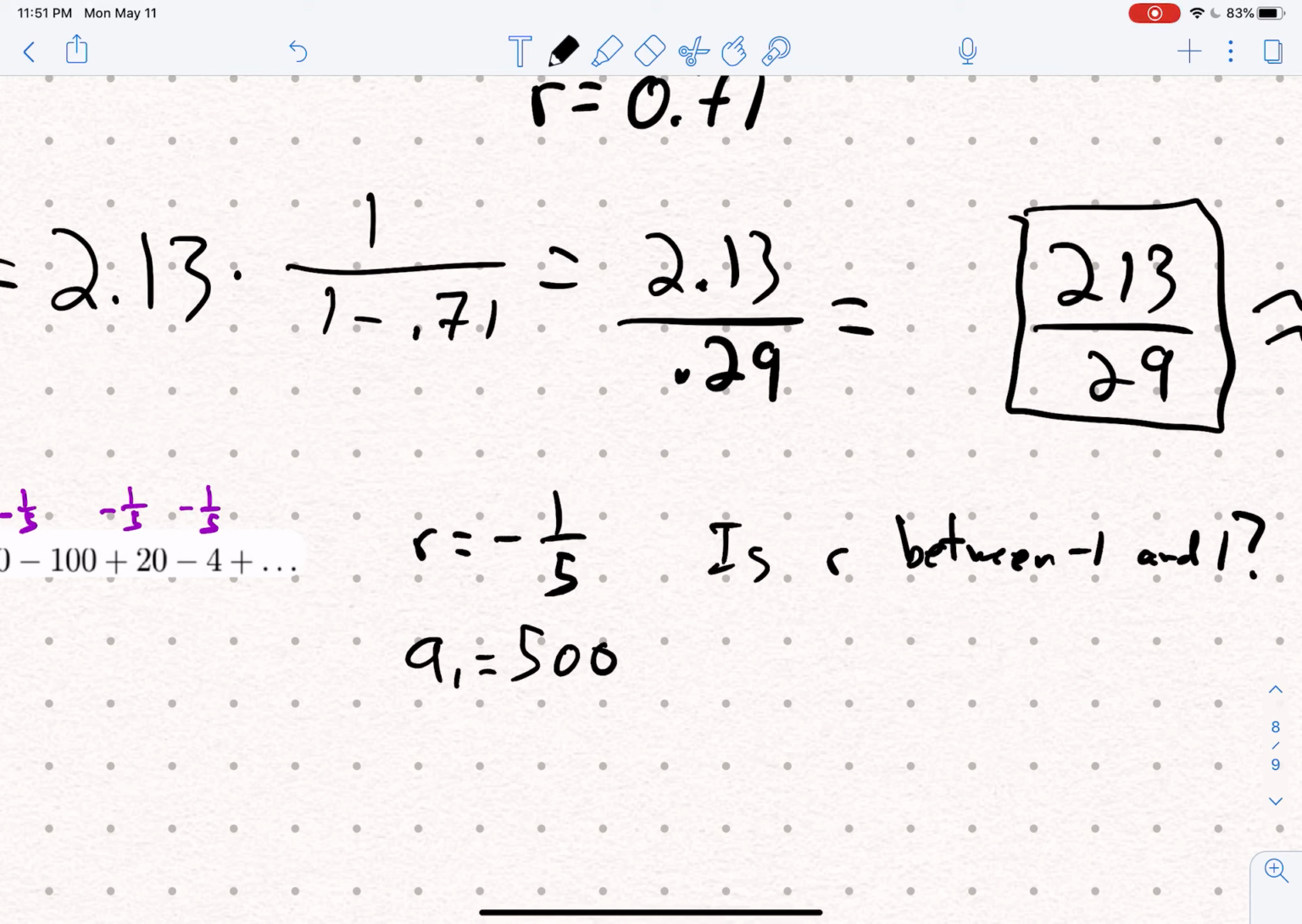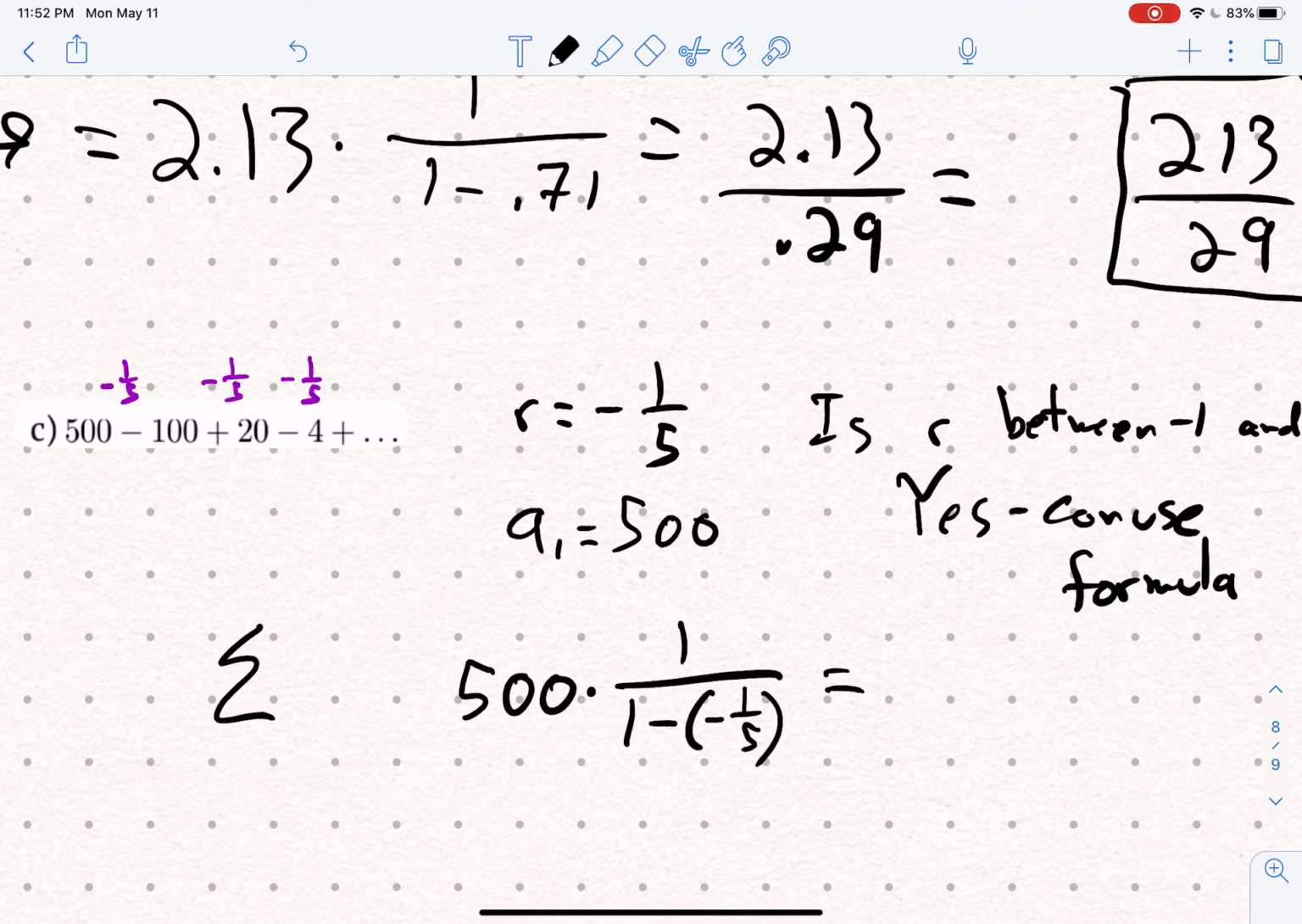This sum will be equal to A1, which is 500, times 1 over 1 minus negative 1/5. Be careful, there's a negative on the bottom because it is 1 minus R, and R itself is a negative number. So we get those two negative signs down there. This is what our sum is equal to. The sum, i equals 1 to infinity of a_i, is equal to 500 times 1 over 1 minus negative 1/5, which is 500 times 1 over 1 plus 1/5.